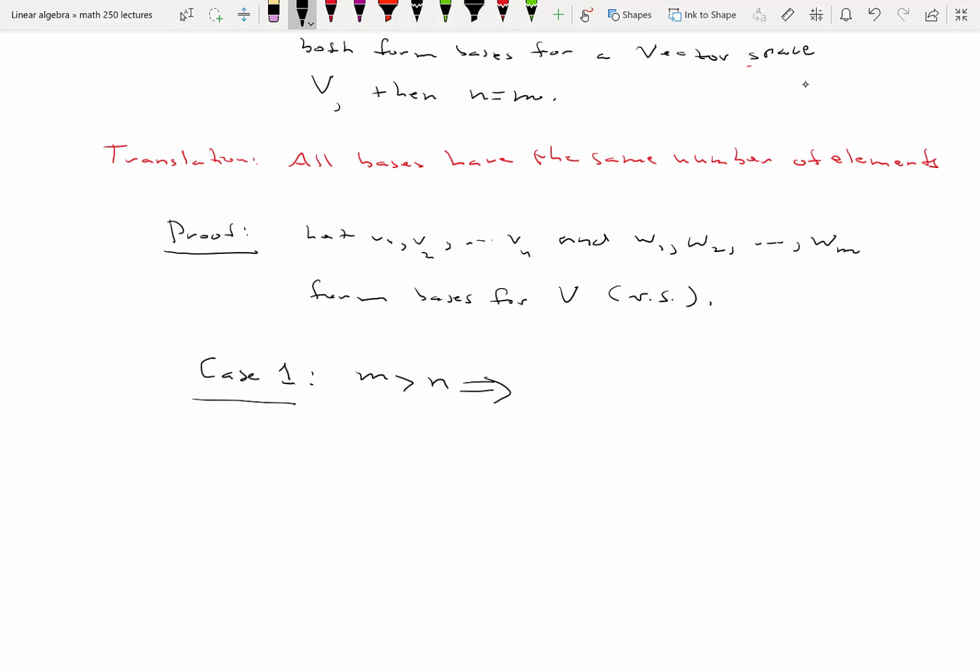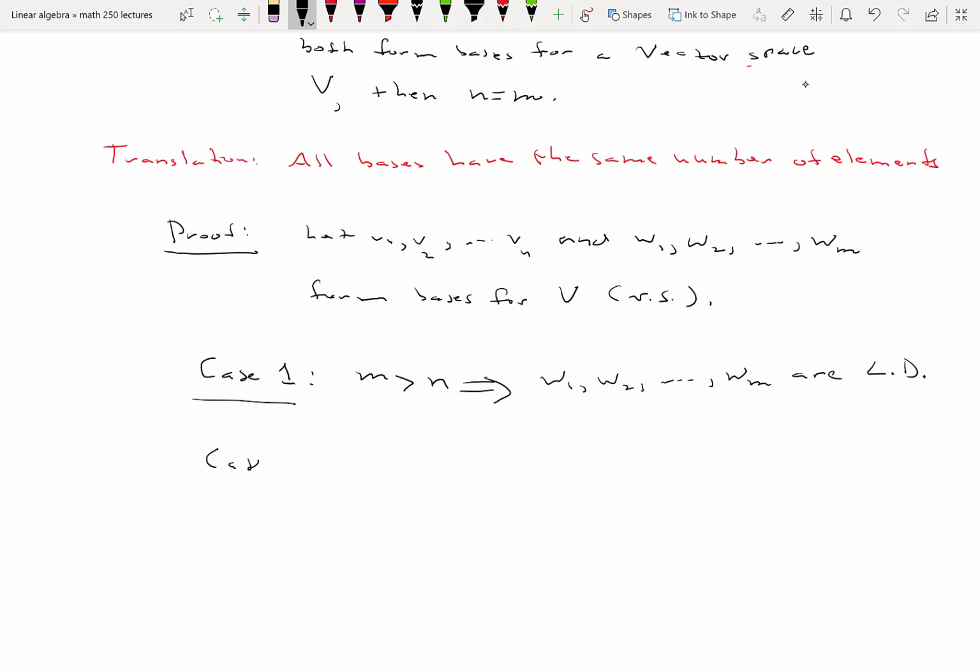It would imply that the w's are linearly dependent by Lemma 2.8. That would imply that the w's, w1, w2, all the way up to wm, are linearly dependent, and hence don't form a basis. Okay, so we're starting out with two sets of vectors that are bases. So this shows that m can't be more than n. That would mean the w's don't form a basis because they would be linearly dependent. That's contradicting our assumption that we do have a basis.